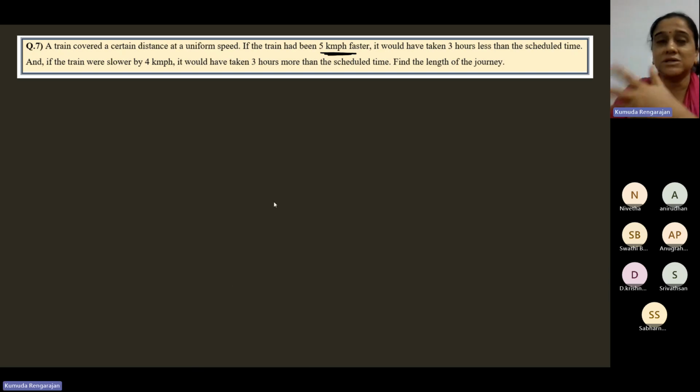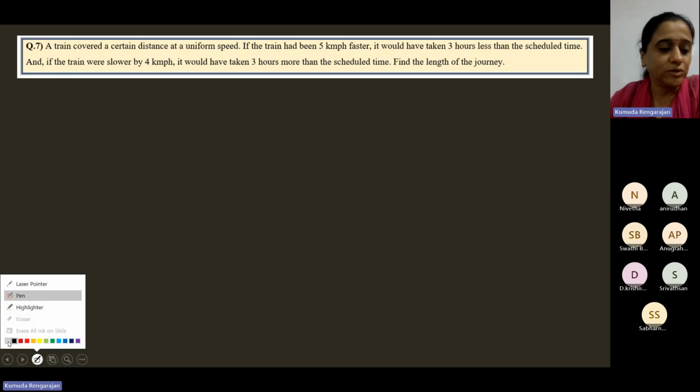Kilometer per hour, meter per second, units of speed. So there is speed here and there's time here, and you'll have to find the length of the journey, that is distance. To construct the equation, you will have to use the formula speed is equal to distance by time, or distance is equal to speed into time.